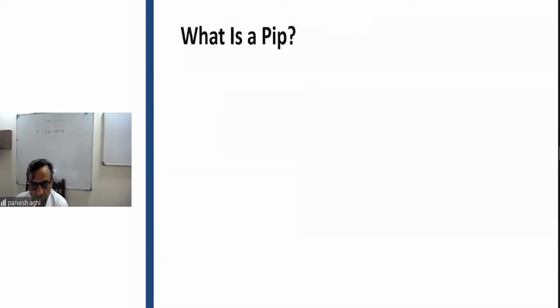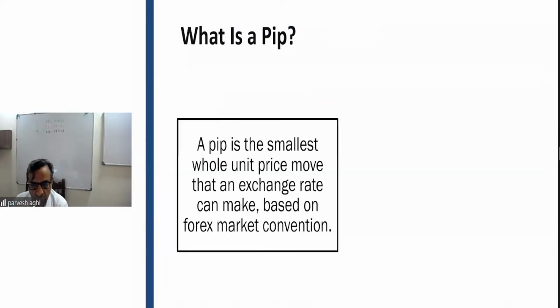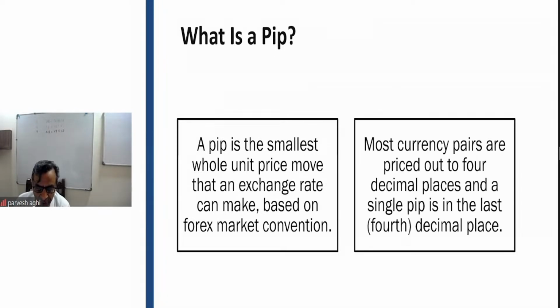So a pip is the smallest whole unit price move that an exchange can make based on forex market convention. Most currency pairs are priced out to 4 decimal places, and the single pip is the last decimal place.